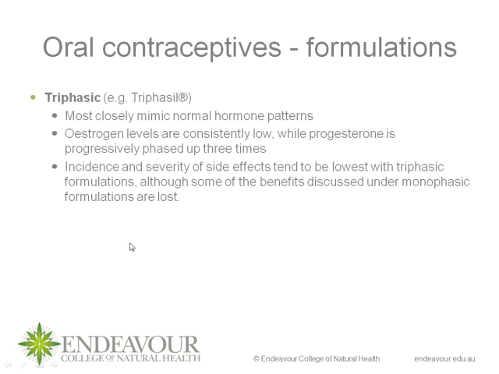There are triphasic formulations of the oral contraceptive pill meant to mimic more closely the normal hormone patterns that we discussed previously. Estrogens are consistently low. The progesterone in this particular formulation of the pill is phased 3 times throughout the course of one cycle. The incidence and severity of the adverse effects tend to be lowest with the triphasic formulation, so they are indicated for women where the monophasic formulations are not very beneficial.